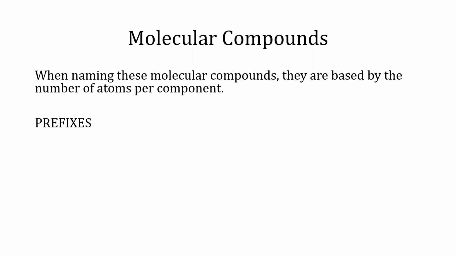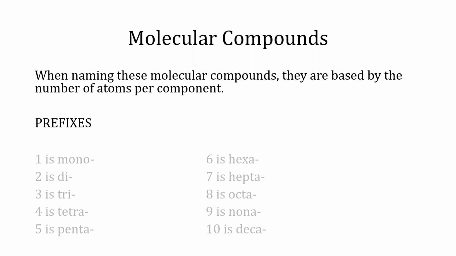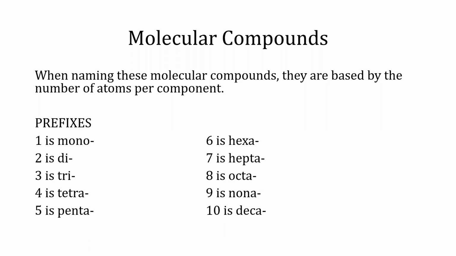The prefixes used in naming these molecular compounds are based on the number of atoms per component. The prefixes are: 1 is mono, 2 is di, 3 is tri, 4 is tetra, 5 is penta, 6 is hexa, 7 is hepta, 8 is octa, 9 is nona, and 10 is deca.